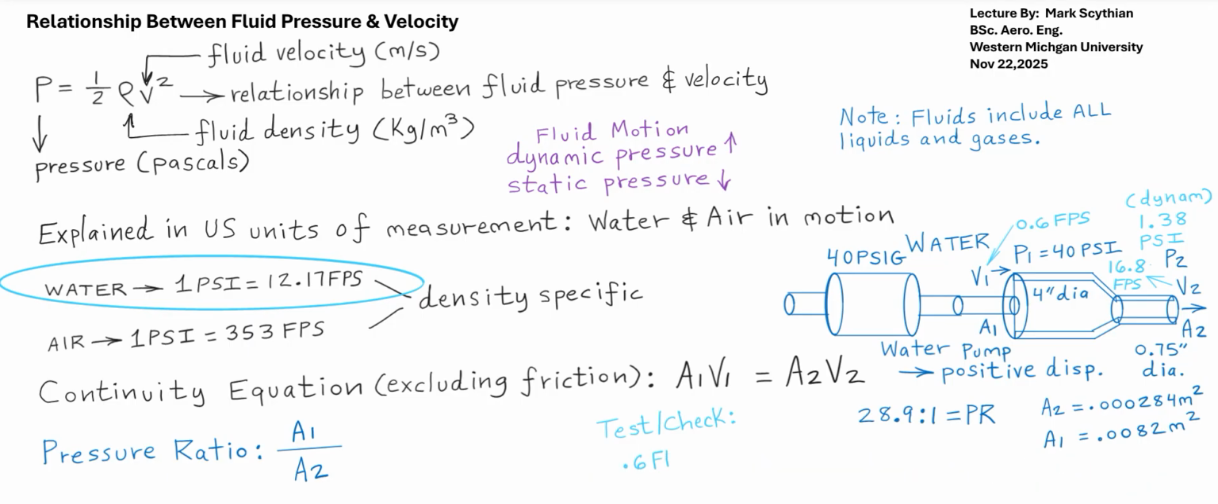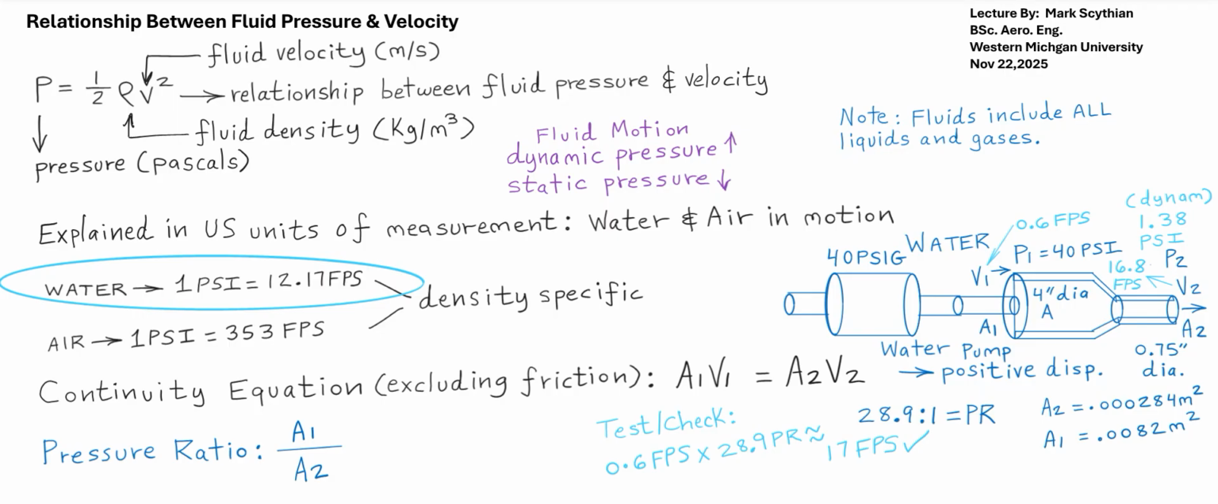So if we want to check this, because we could have also just divided that into the pressure ratio, we would have got the same value, but we'll use the pressure ratio as the test check. So if we multiply 0.6 feet per second times the pressure ratio, we get approximately 17 feet per second. That includes the rounding error. So you can use both. You can divide one velocity component or multiply it or divide it into the pressure ratio.